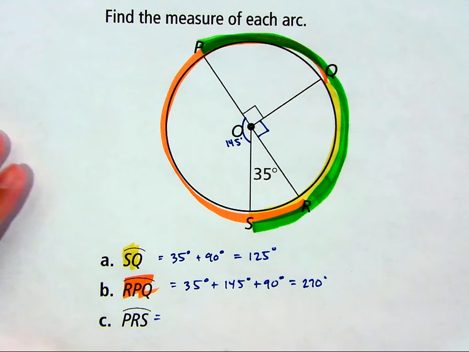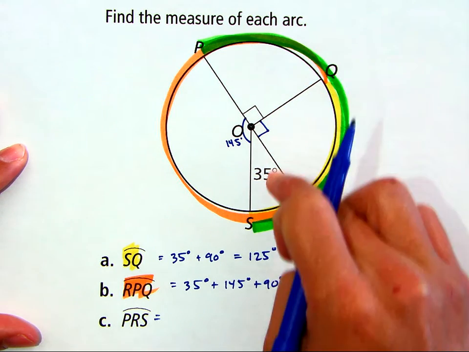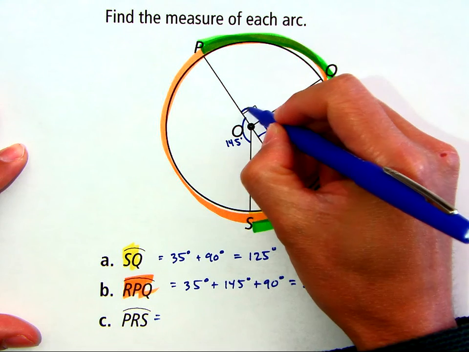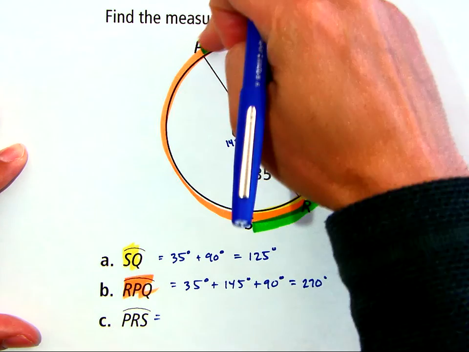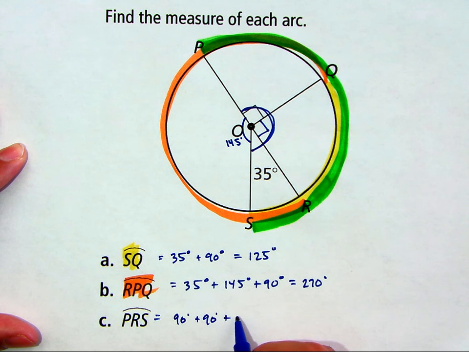All right, so let's look at the central angles that are used to form that arc. We've got 90 degrees and another 90 degrees and another 35 degrees. Those three central angles is what forms that arc there. Okay, so 90 degrees plus 90 degrees plus 35 degrees, so that's 180 plus another 35, so 215.